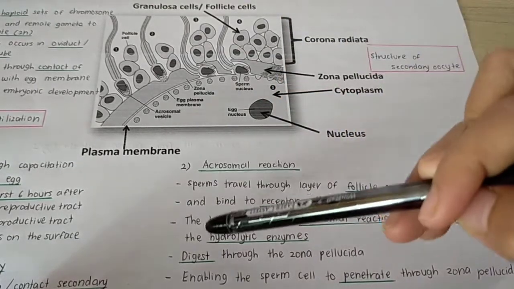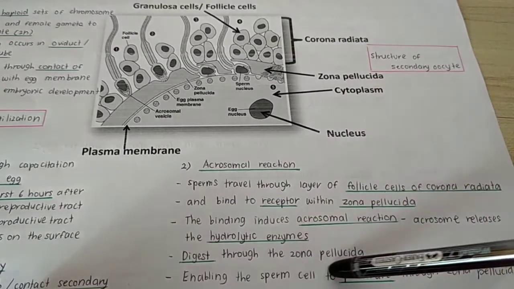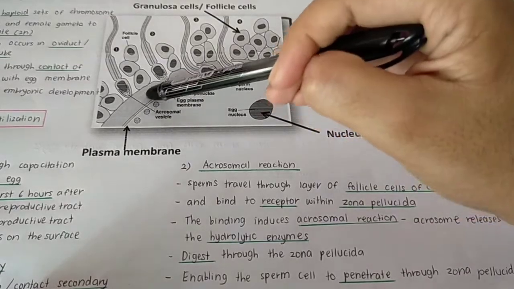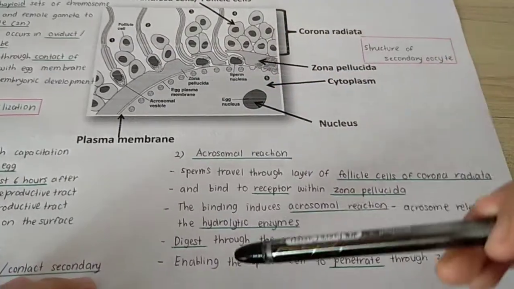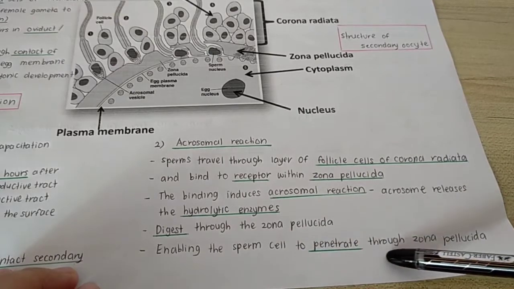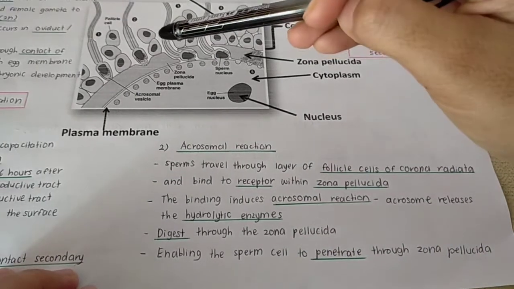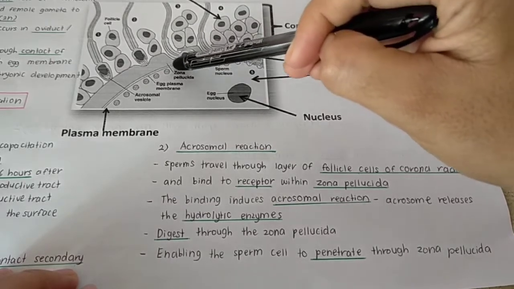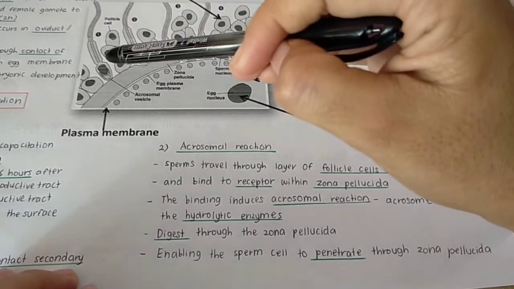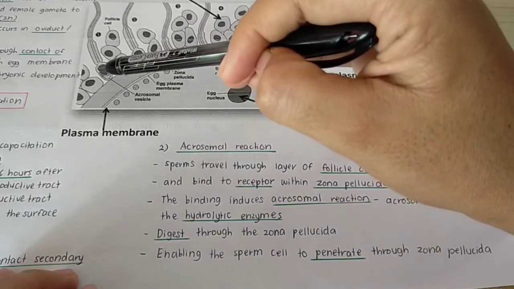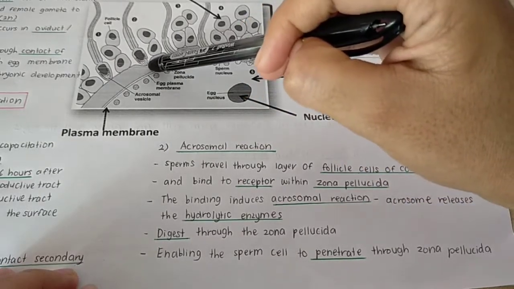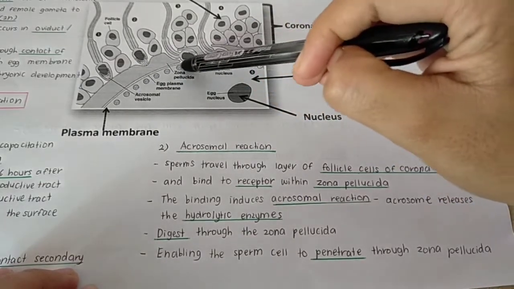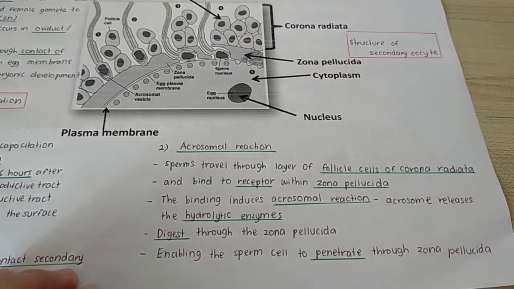What is the importance? It will digest the zona pellucida. Once the hydrolytic enzymes are released, they digest the zona pellucida, enabling the sperm cell to penetrate through it. So remember, the acrosomal reaction means the acrosome releases hydrolytic enzymes, and the hydrolytic enzymes digest the zona pellucida, enabling the sperm to penetrate through the zona pellucida.